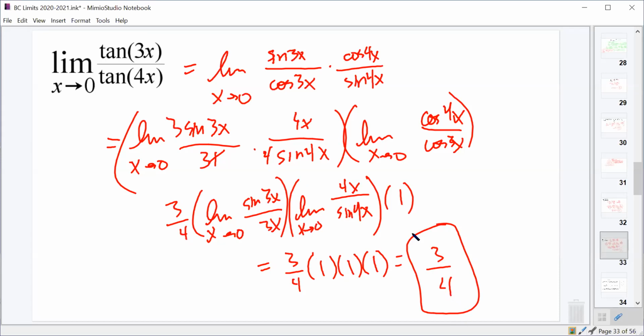We all feel okay about these types of trig limits? Any questions on them? That's the last one of those we're going to do for now.